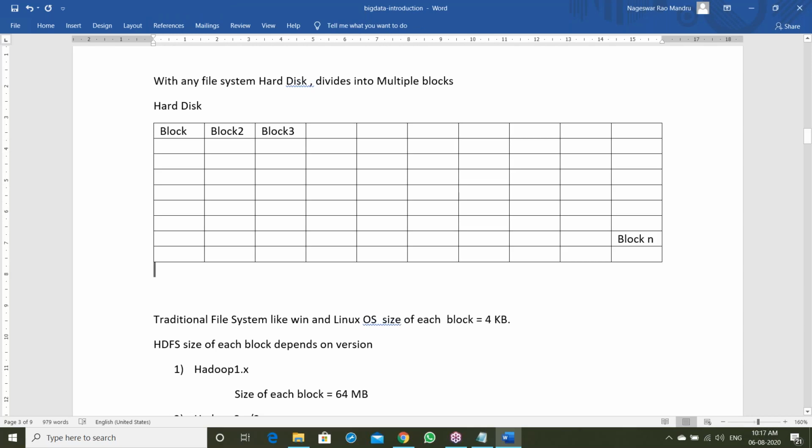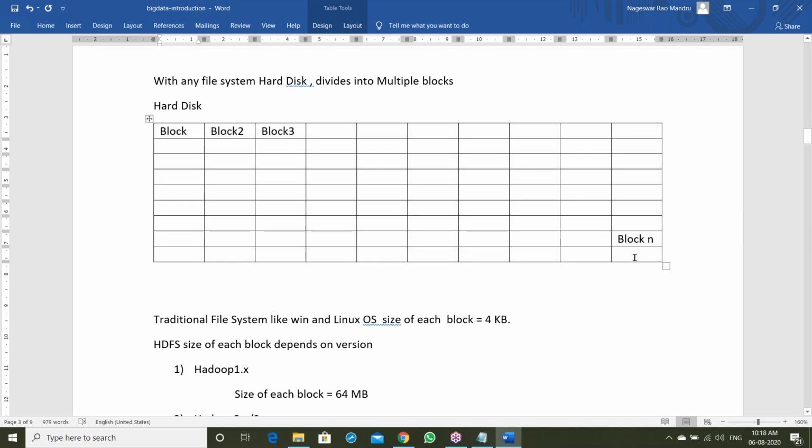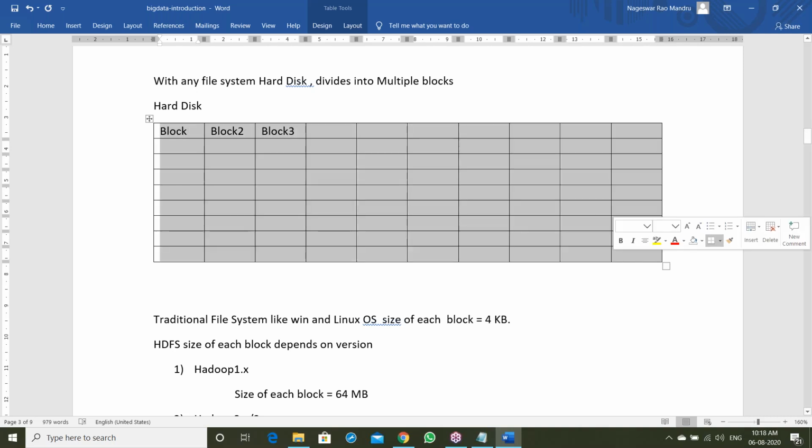So that hard disk divides into multiple blocks like this. Maybe HDFS data or a traditional file system, in any case, a hard disk always divides into multiple blocks. Your system hard disk divides into multiple blocks. Maybe your laptop, maybe a data center system, any computer, the hard disk divides into multiple blocks.